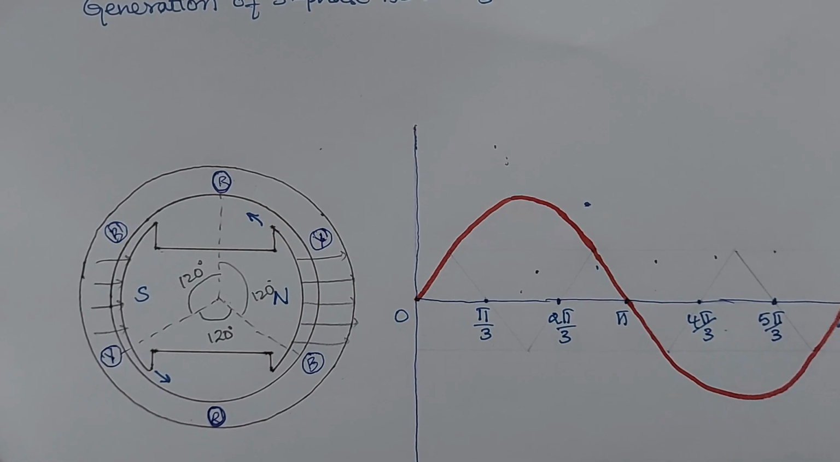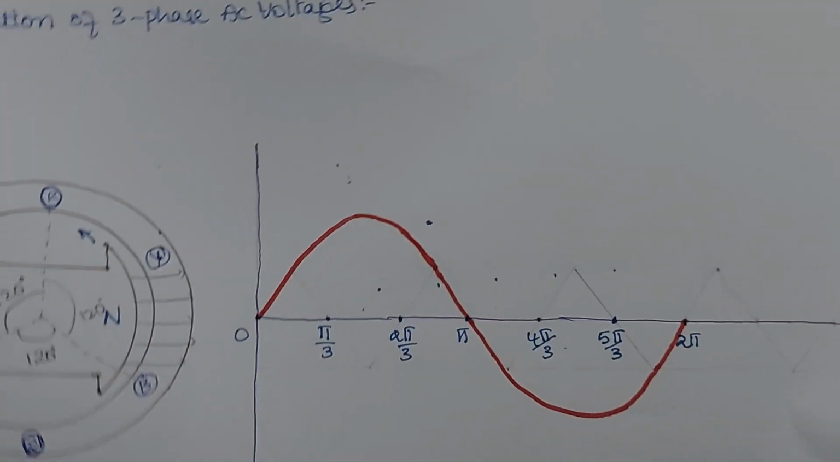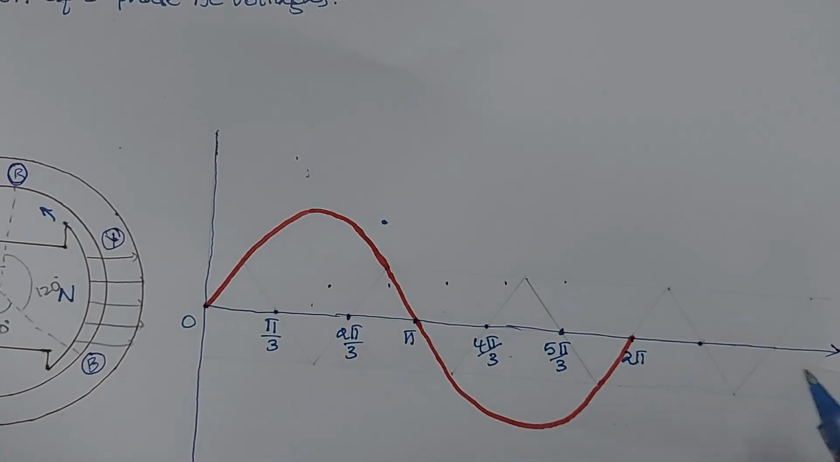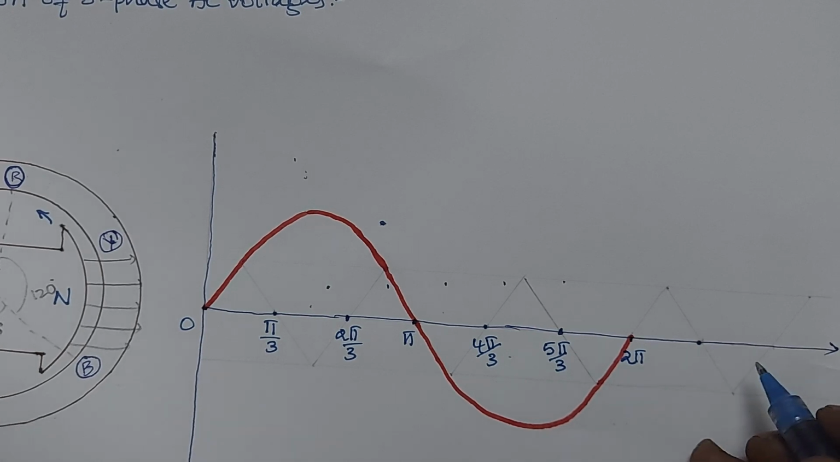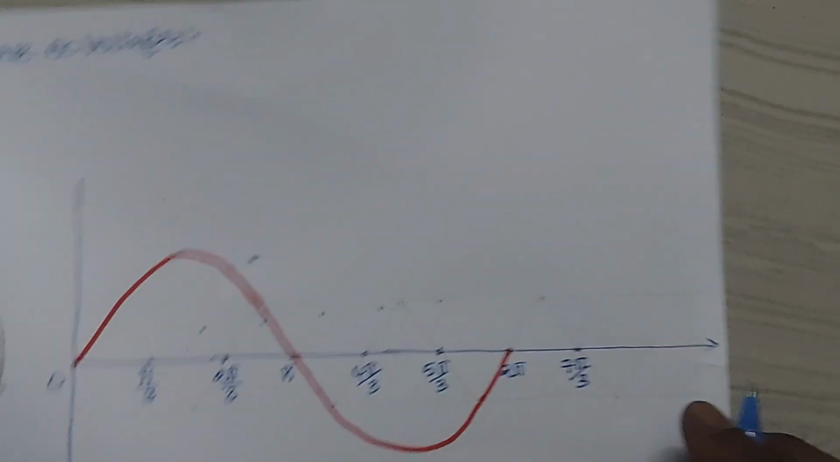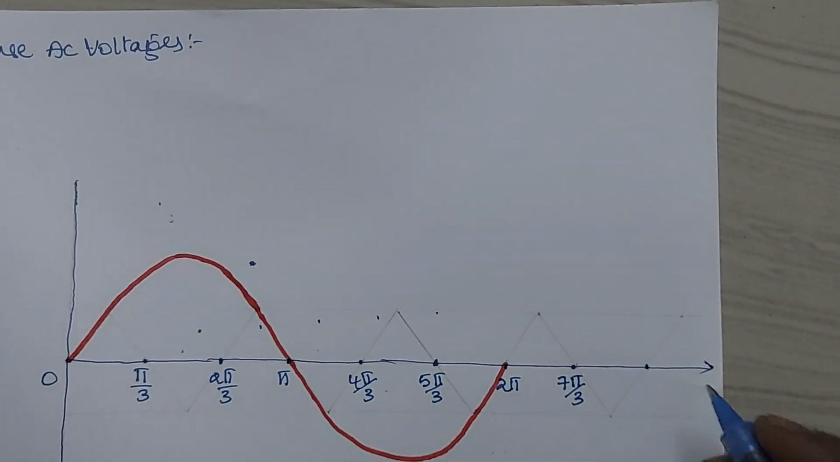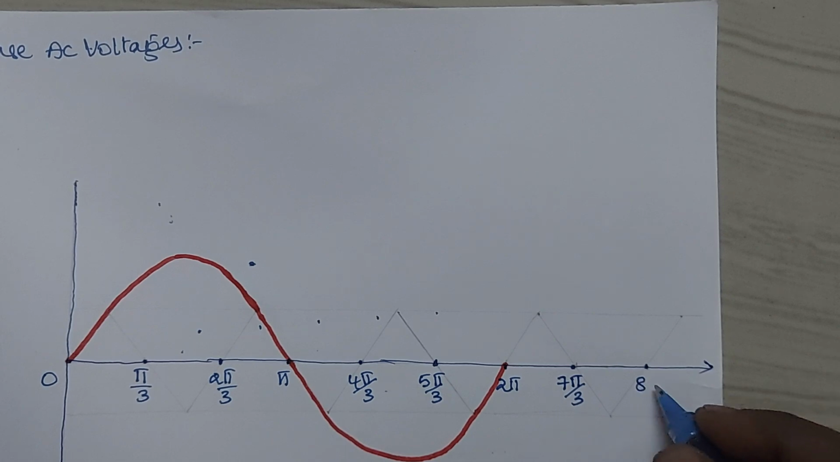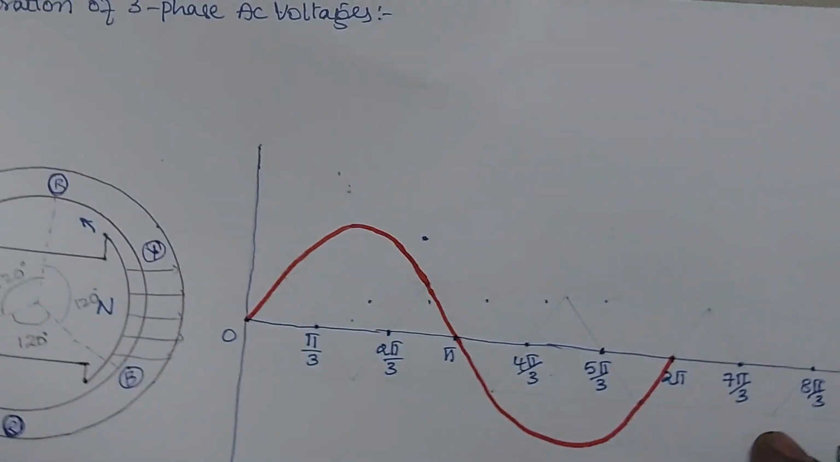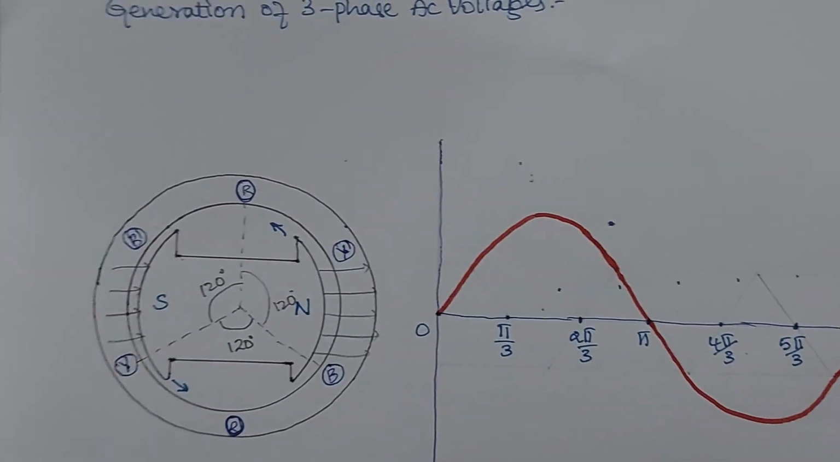Okay, this is the 2 pi. Here I am showing 2 pi, and this is 7 pi by 3, and this is 8 pi by 3, like this. Okay, now this is about the R phase waveform.